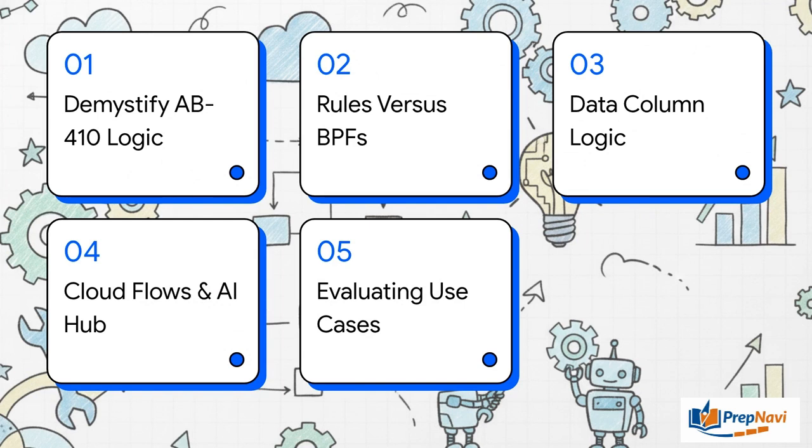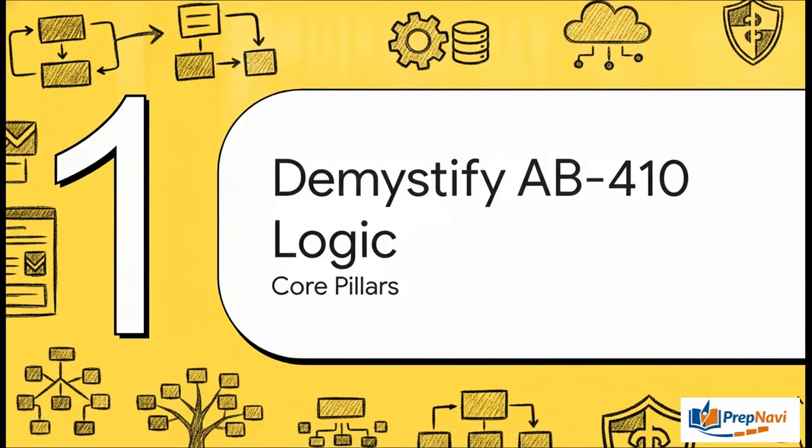Here is our roadmap for conquering this massive section. We'll demystify AB-410 logic, compare business rules versus BPFs, tackle calculated, rollup, and formula columns, explore cloud flows and the AI hub, and finally, evaluate some exam use cases. Number 1. Demystifying AB-410 logic.